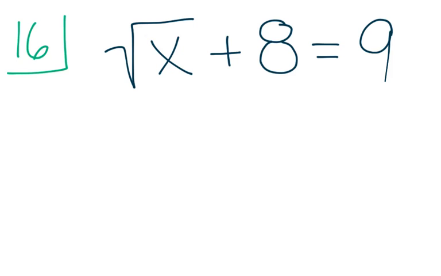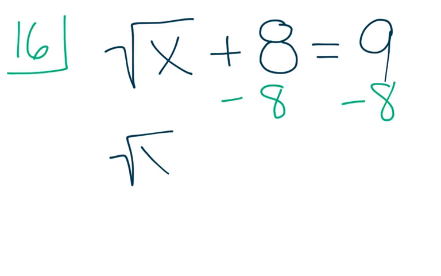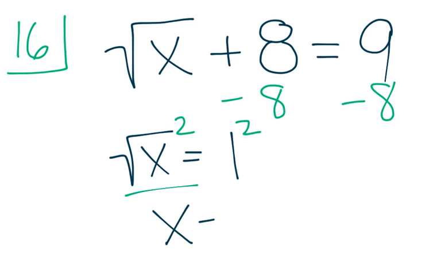Square root of x plus 8 equals 9. Now the plus 8 is on the outside of the radical, so that means we want to get rid of this plus sign before we can square both sides. So we are going to subtract 8 from both sides. Okay, so we have square root of x equals 9 minus 8, which is 1. Now that we have the radical by itself on one side of the equal sign, we can square both sides, and that means we have x equals 1 squared, which is just 1.